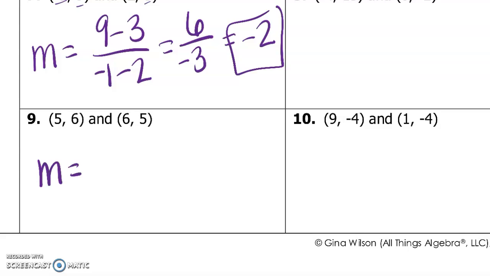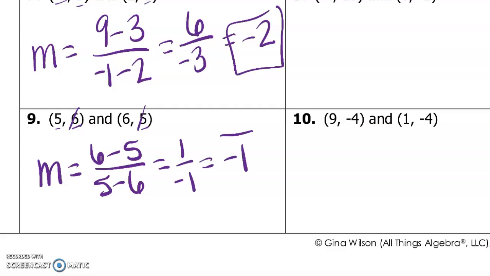Number 9, if I do this 6 minus this 5, it might help to go back and cross them out also. Then I need to do this 5 minus this 6. So I get positive 1 on the top, -1 on the bottom, so that simplifies to just -1.